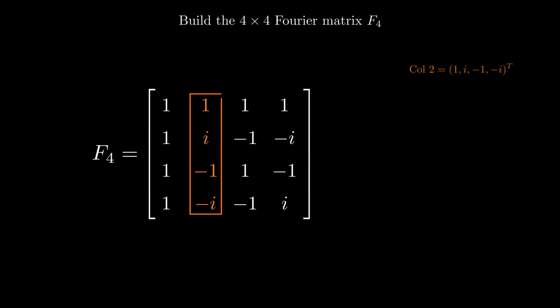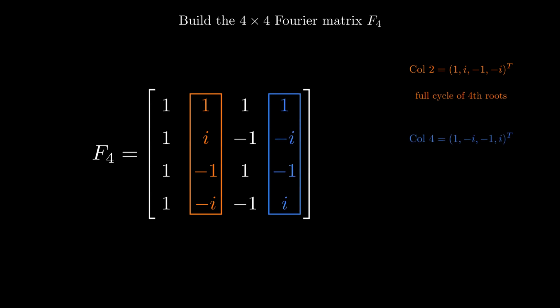Now look at the second column. It reads 1, i, -1, -i, a full cycle of the 4th roots of unity. The 4th column reads 1, -i, -1, i, the very same cycle, but running backwards. In fact, every column is built from powers of i. So here's the natural question. Are these columns orthogonal to each other?